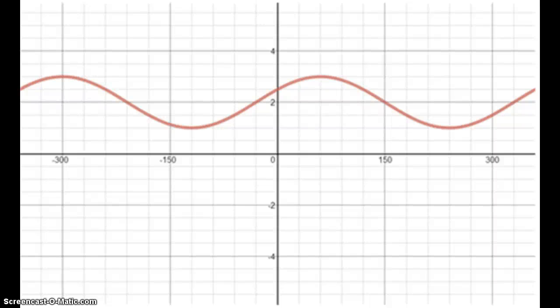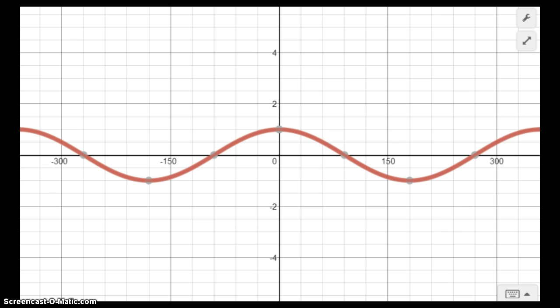We would like to determine the algebraic model that created this graph. In order to determine the algebraic model, we need to be very familiar with the base cosine function. Let's look at the cosine function.